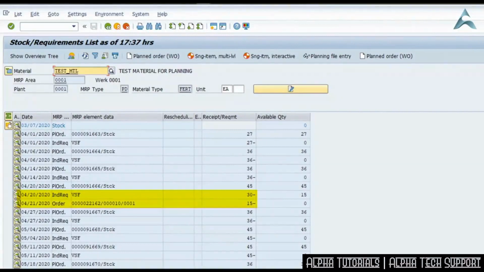Because the customer order has come in, the VSF has been reduced in order for the customer order to take place, just so we keep that demand the way we expected. We don't want to double up the demand.